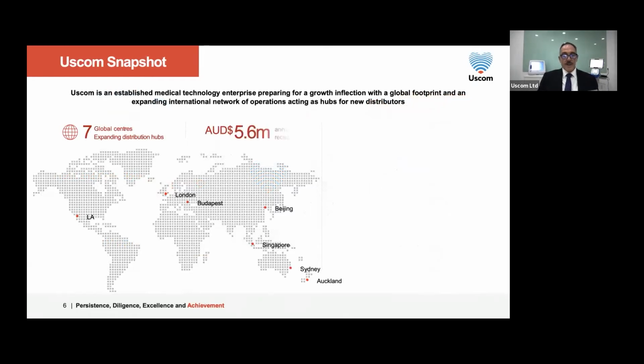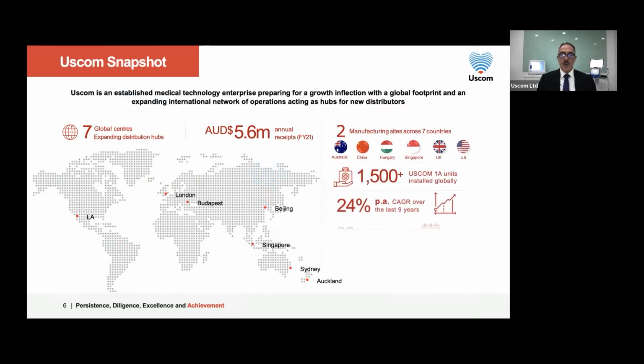Uscom's an established medical technology enterprise with an expanding international network of operations acting as hubs for regional distribution. This global network has been developed to accommodate our current 24% growth rate and in preparation for an expected increase in demand for our newly approved products.